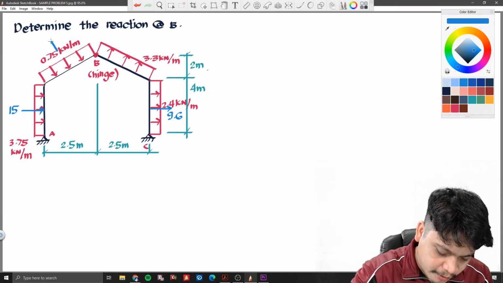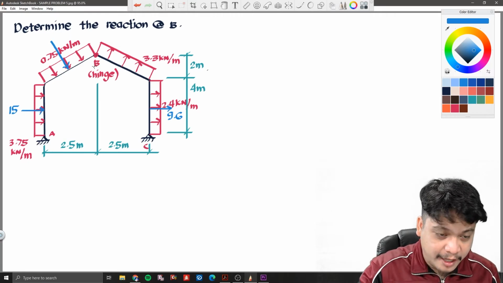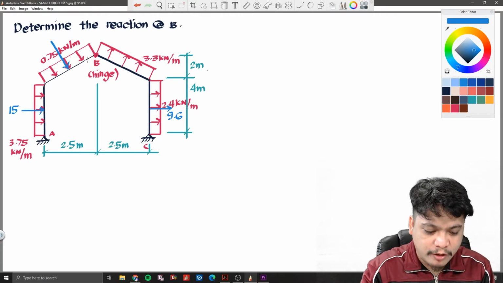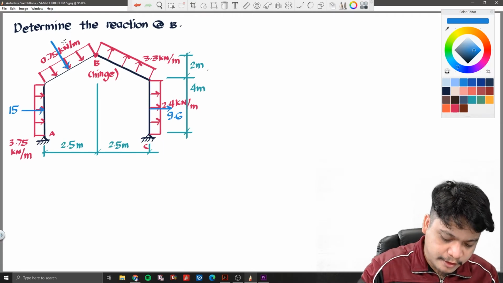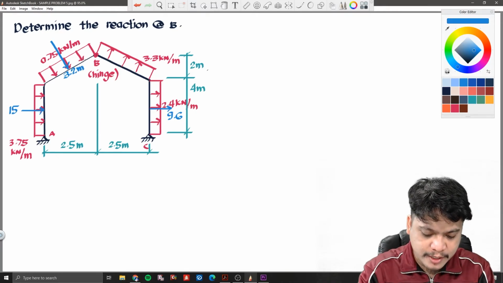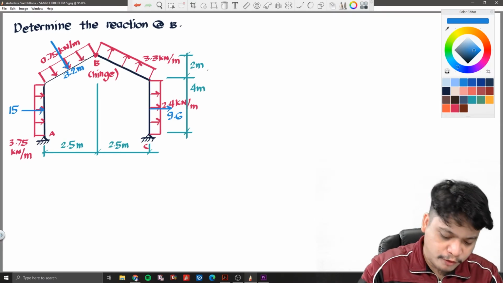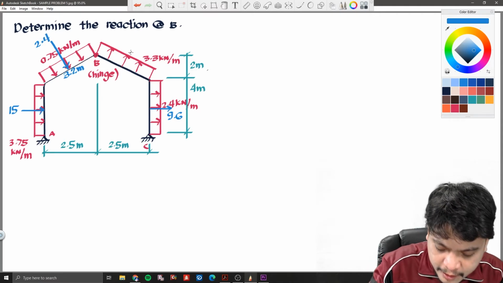Okay, eto, kaya ko rin kunin yan. But first, dapat malaman natin yung length nung isang side. Itong length na to, so, that's square root of 2.5 squared plus 2 squared. So, you have here 3.2. Okay, so this is around 3.2 meters. So, that's 0.75 times 3.2 or that's around 2.4. Okay, 2.4.